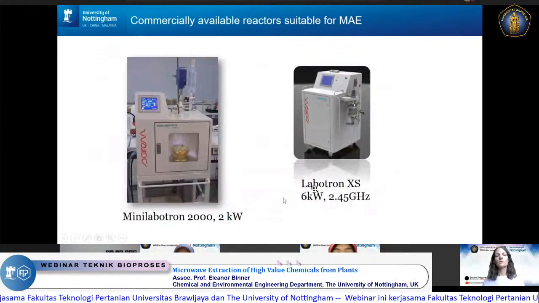These are also commercially available that you can do extractions in. The advantage is that you can do larger samples. The disadvantage is they're multimode cavities, so you don't really know how much power goes in, and you can't control the electric field as well in these systems.